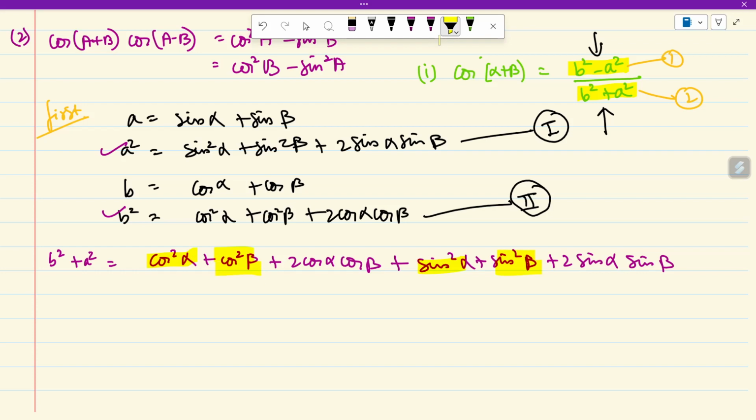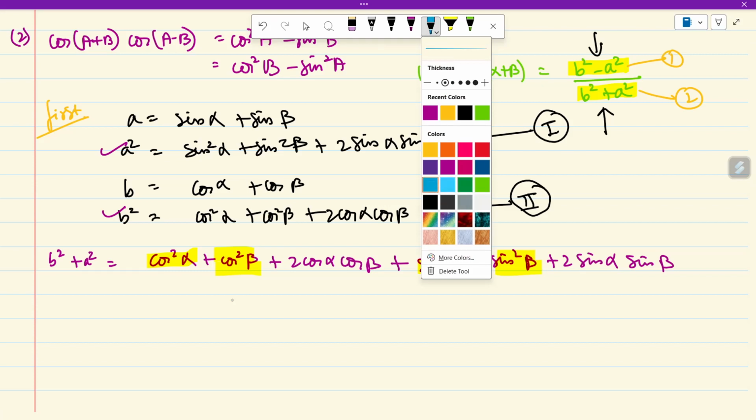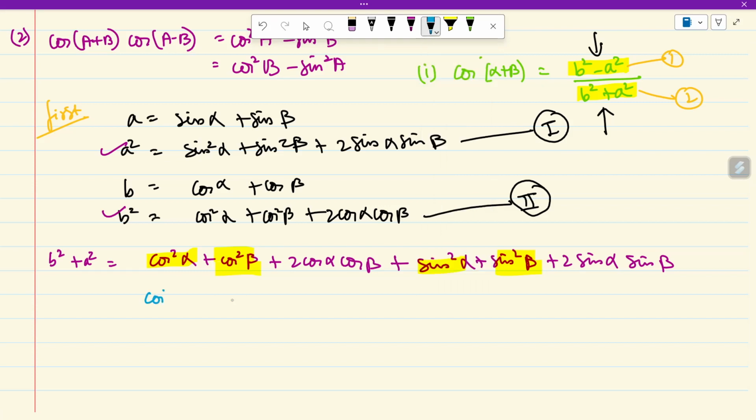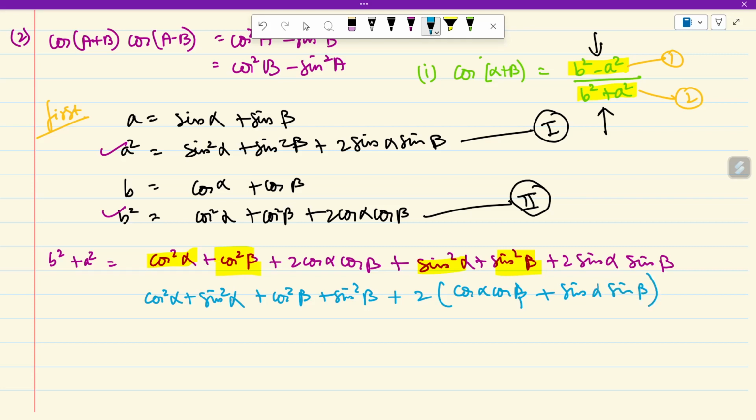So let us club it together and write it. Let us club these things together and write it. What is happening? Let us see. So we are getting the value cos square alpha plus sin square alpha plus cos square beta plus sin square beta plus 2 cos alpha cos beta plus 2 sin alpha sin beta. So it can be written as 2 common, cos alpha cos beta plus sin alpha sin beta. Like this we have clubbed it together and written.